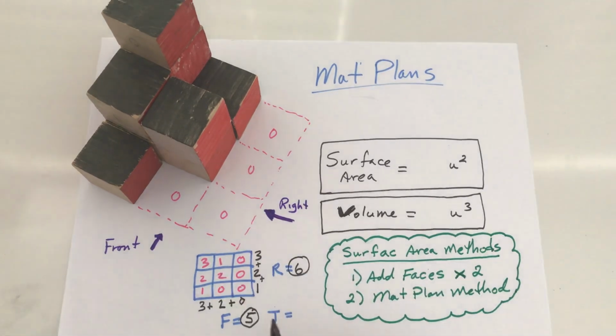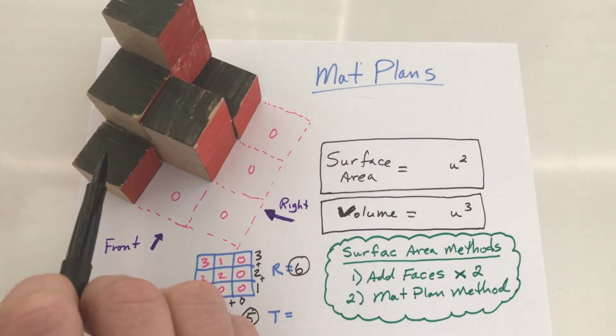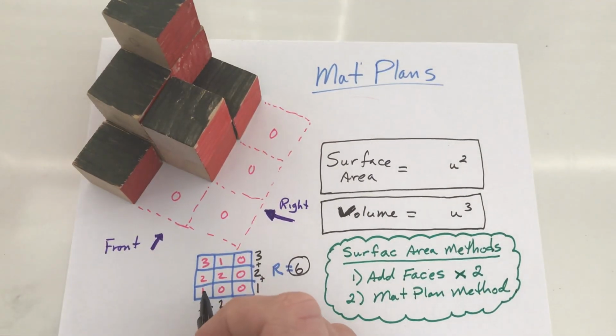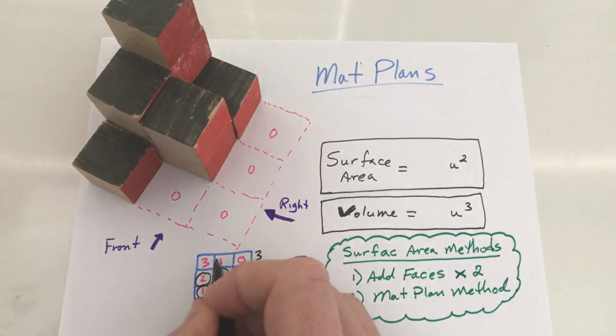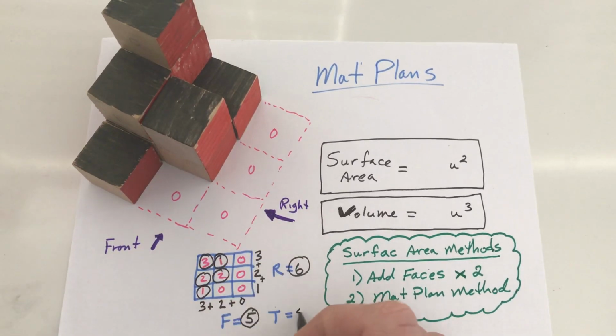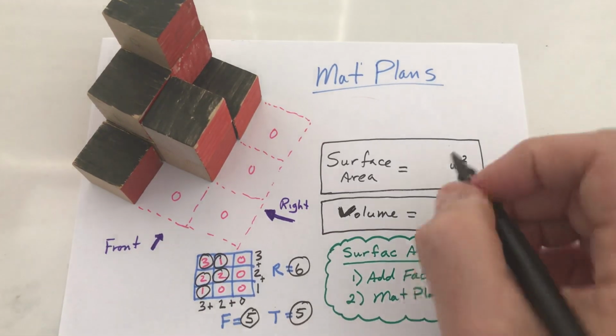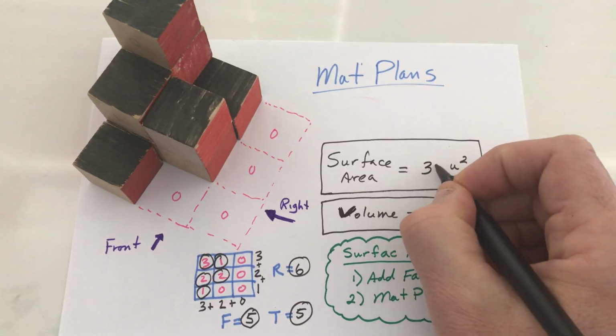And then if I count my tops, the tops of my figures, I've got 1, 2, 3, 4, 5. Or I can look at the mat plan and just count the ones that actually have numbers that are larger than 0. I've got 1, 2, 3, 4, 5. I've got 5 tops. Now if I add up all my fronts and all my tops and all my rights, add those together, you get a total of 16, which means my surface area is going to be 32 square units.